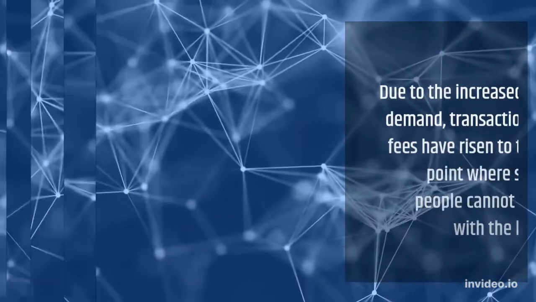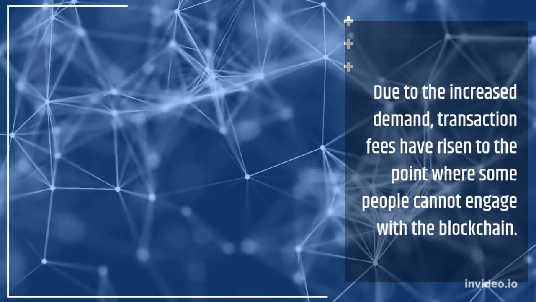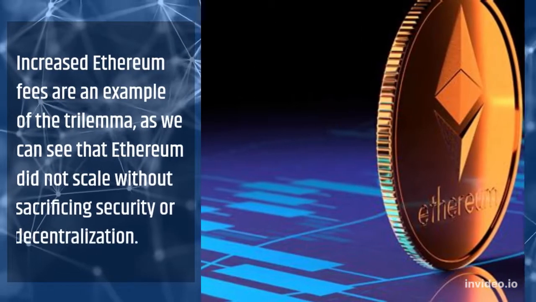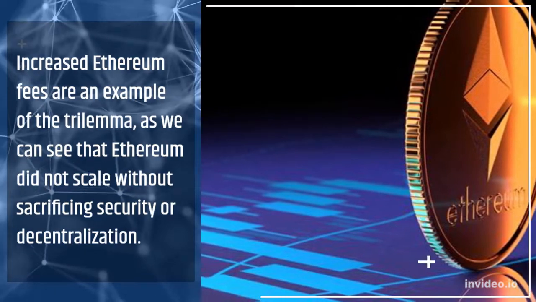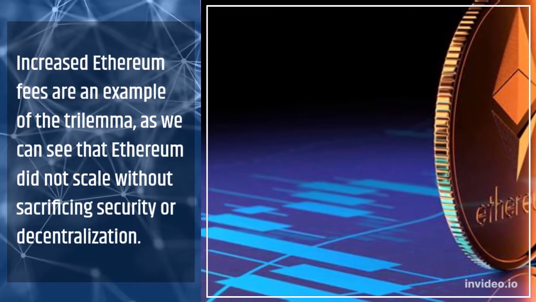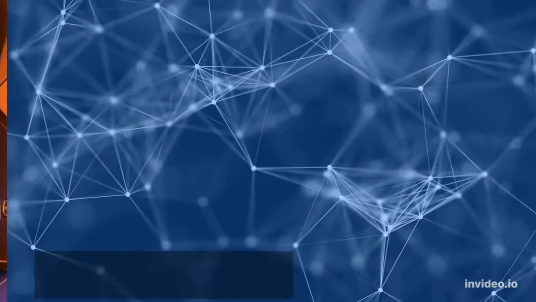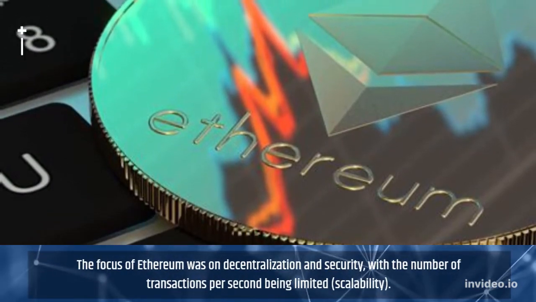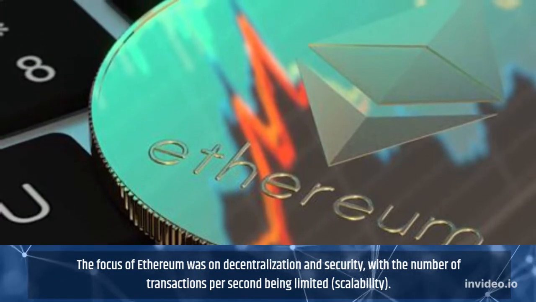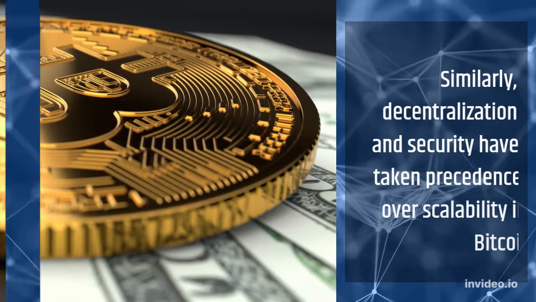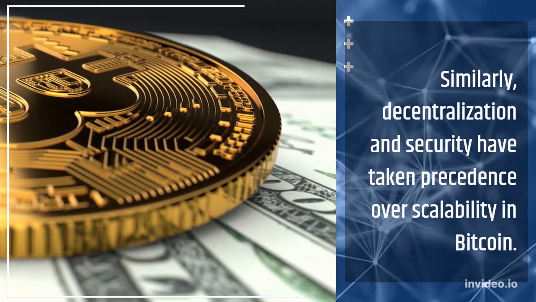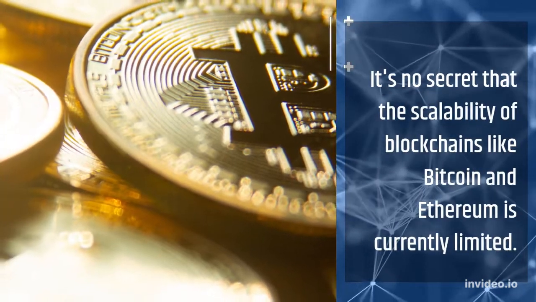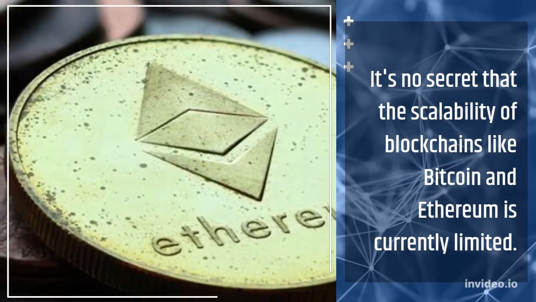Due to the increased demand, transaction fees have risen to the point where some people cannot engage with the blockchain. Increased Ethereum fees are an example of the trilemma, as we can see that Ethereum did not scale without sacrificing security or decentralization. The focus of Ethereum was on decentralization and security, with the number of transactions per second being limited, scalability. Similarly, decentralization and security have taken precedence over scalability in Bitcoin. It's no secret that the scalability of blockchains like Bitcoin and Ethereum is currently limited.